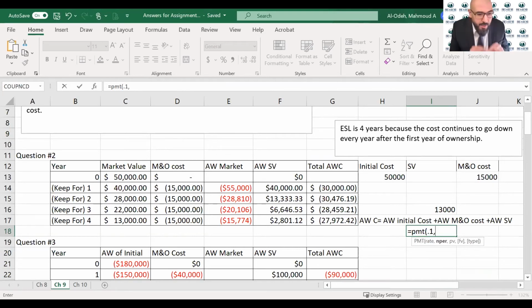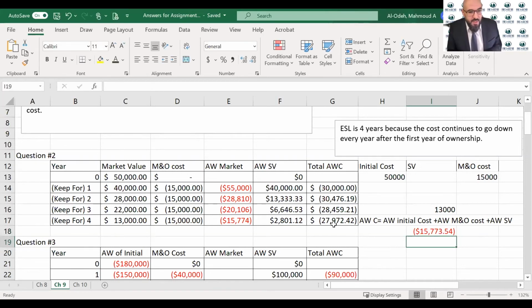Again, this is only one part of it. This is going to give you the last number, 27,972. But you could apply the same technique for year 1, 2, and 3. So for this one, we decided to keep it for 4 years, so number of years would be 4. The PV is this number right here, 50,000. Close the parentheses. Nothing for the FV. So the equivalent annual worth of the initial cost would be negative 15,773.